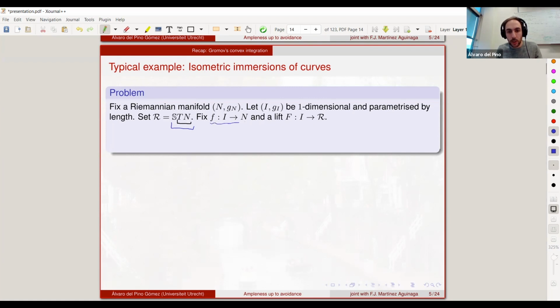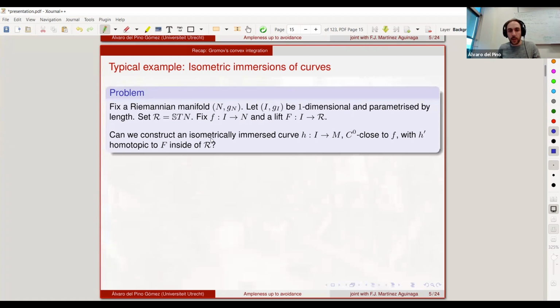And the problem says the following. Give me a random curve. It can be anything. And at each point of this curve, give me a vector of unit length. And the question is, can I find an isometrically embedded curve h that is close to little f and whose derivative, which should be of unit length, should be homotopic to F? Maybe a random picture of f. So f is terrible, maybe it stops or something, and then it has singularities. But at every point at least, we are keeping track of what the desired homotopy class of the derivative should be, and this is big F. And I want to find some h close to this. So, can you do this?